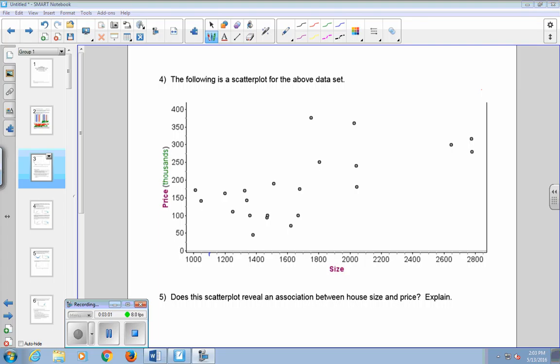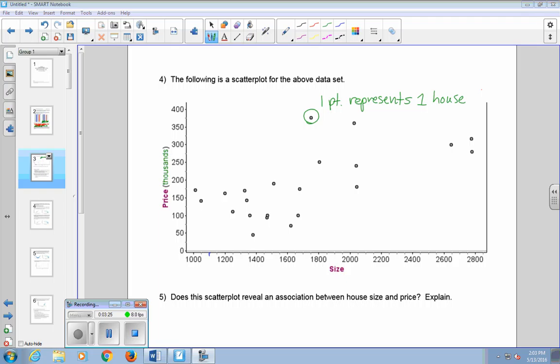All right, number 4, the following is a scatter plot for the above data set. I want to point out a couple of things in here. One, each of these points represents a house. So one point represents one house. And this also means that the number of points in our scatter plot tells us the number of observational units, or the number of houses in our data set.